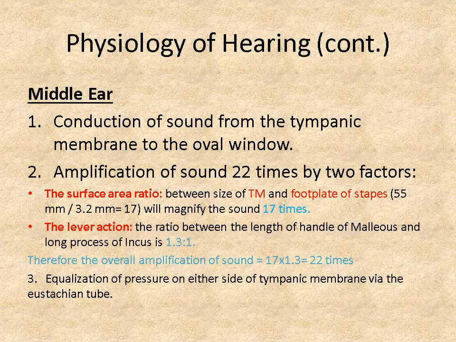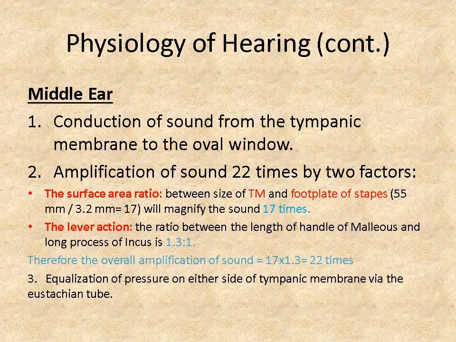In the middle ear, sound will be conducted from the tympanic membrane to the oval window. The vibration of the tympanic membrane will be transferred to the ossicles, causing movement of the ossicles. Inside the middle ear, there is a process of amplification of sound, 22 times almost. This happens by two factors. The first factor is called the surface area factor, or the surface area ratio, which is the difference between the diameter of the tympanic membrane when compared to the diameter of the foot plate of stapes at the oval window.